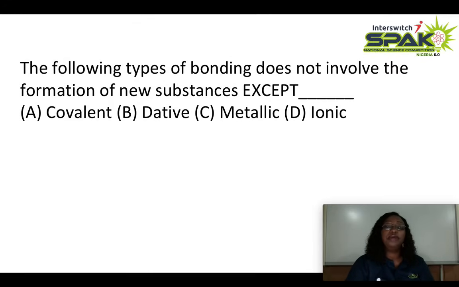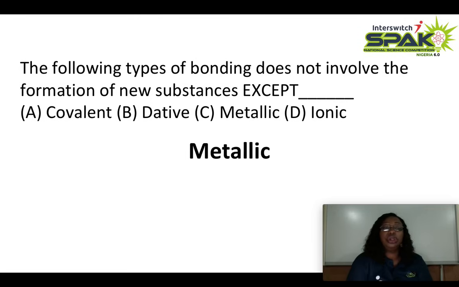Which of the following types of bonding does not involve the formation of new substances? Most times when bonds are formed, a new compound is produced, a new substance is formed. So which one does not involve the formation of new substances? We have covalent, dative, metallic, ionic. So what's the answer? The answer is metallic.